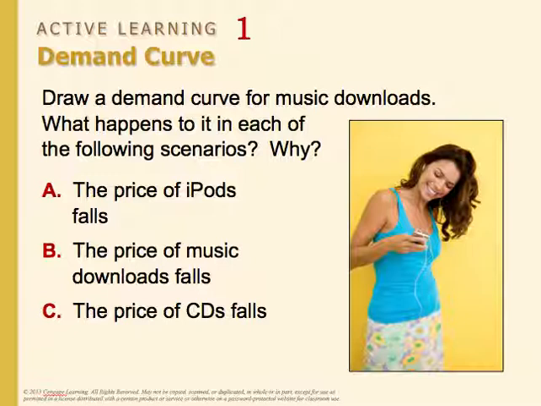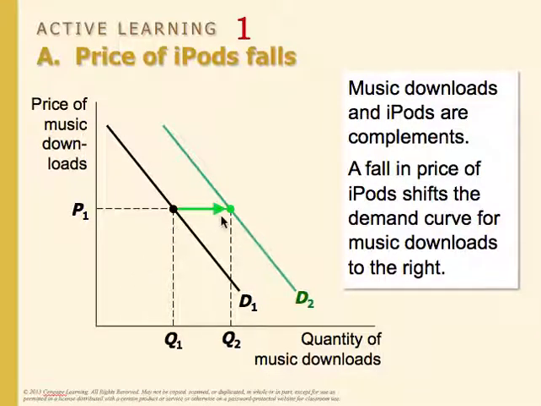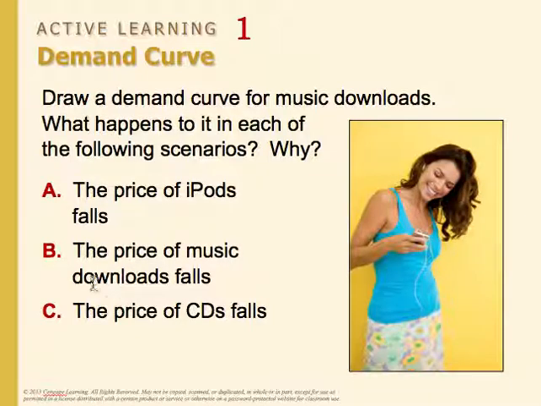Remember again, the price of music hasn't changed. Only the price of iPods falls. So go back to the previous example if you don't remember. Look at the slide. Look at the relationship between the complements. You'd see that when the price of iPods falls, it should lead to an increase in the demand for music, and that's why we have an outward shift in the demand curve for music. This is the new demand curve for music downloads. Next question was, what happens if the price of music downloads falls?